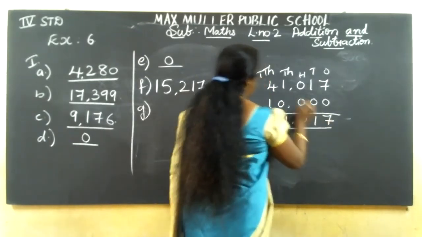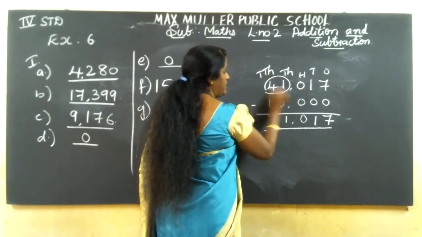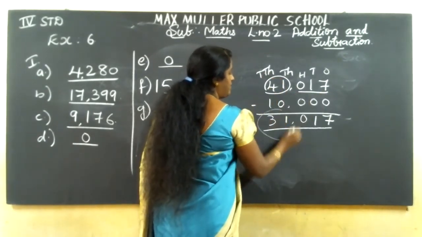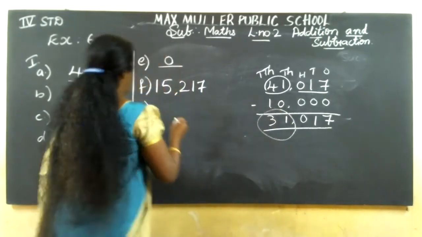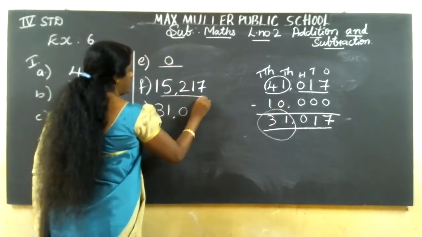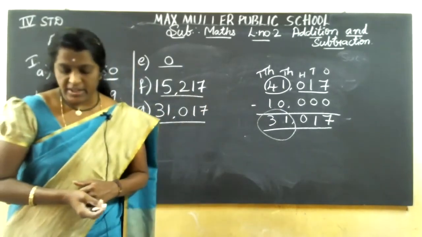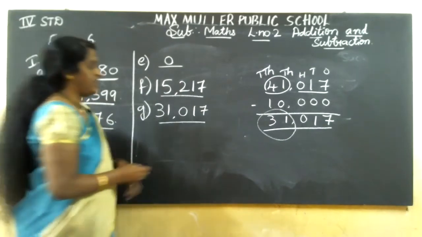See, as I told, only the 10,000 place will be changed. Here 41,017, here 31,000 minus 10,000. So your answer is 31,017. Just copy the answer. 300 less than 14,000.